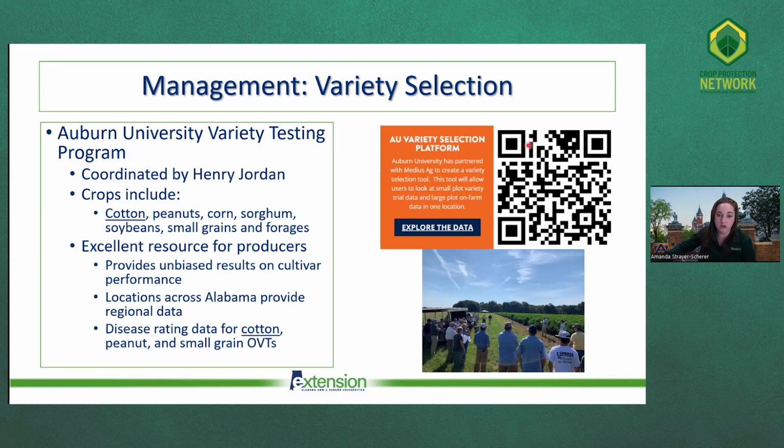So if you scan this QR code here, or just simply type in Auburn University Variety Testing Program, it will take you to that selection platform. It's free to use. All you've got to do is select what crop you want to look at among this list. And then you can actually highlight certain research stations that are closest to the conditions that you plant in.